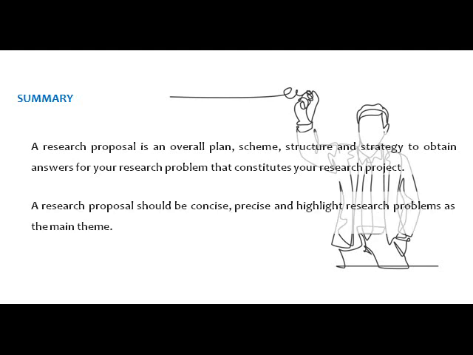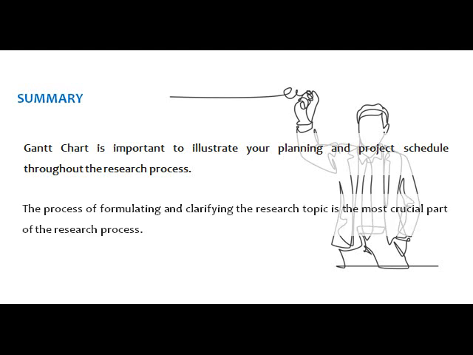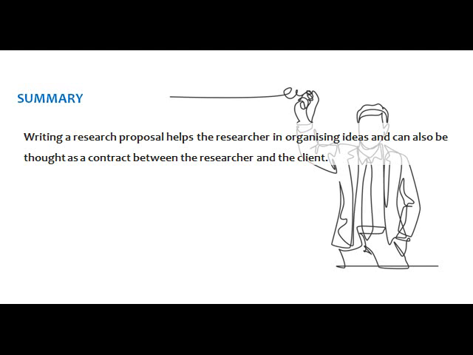Summary. A research proposal should be concise, precise and highlight research problems as the main theme. Gantt chart is important to illustrate your planning and project schedule throughout the research process. A research proposal is an overall plan, scheme, structure and strategy to obtain answers for your research problem that constitutes your research project. Writing a research proposal helps the researcher in organizing ideas and can also be thought as a contract between the researcher and the client.